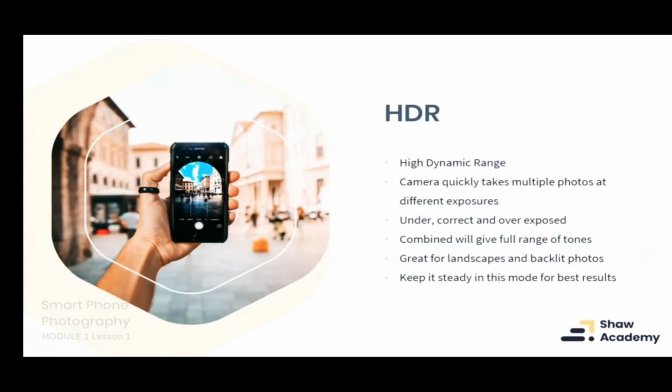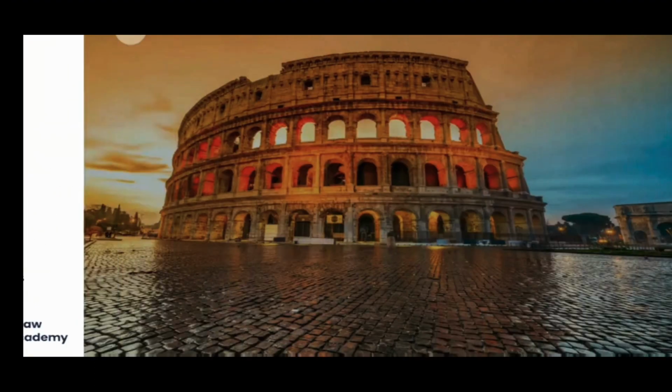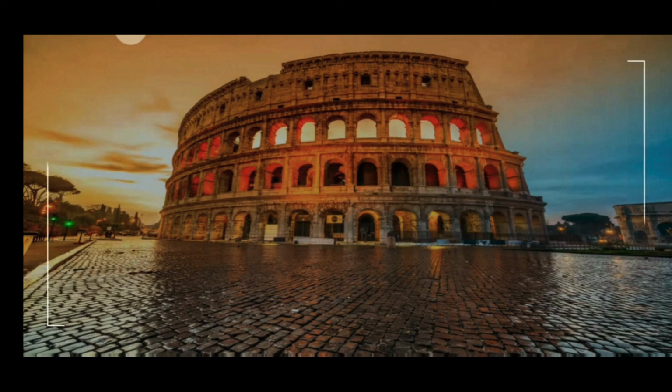So it's recommended, if you can, to use a tripod if you're doing landscape in particular. But if you're doing a portrait, just try to keep it as steady as possible for that split second, so that it gives you a nice, crisp, clear photograph.